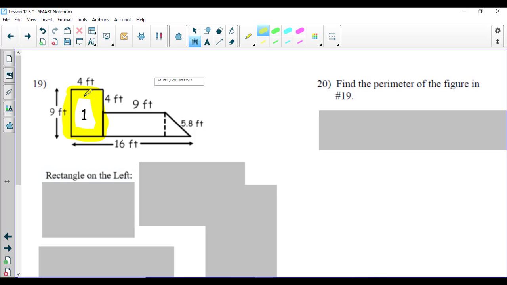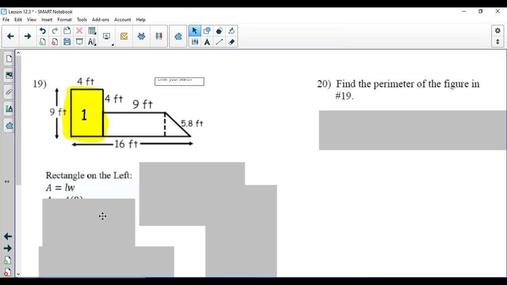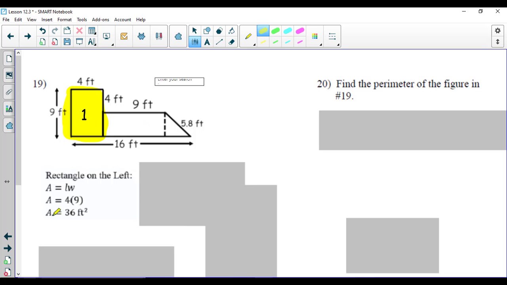The dimensions of this rectangle are 9 by 4. It's 9 feet high and 4 feet wide. So to find the area of that region, we're going to do length times width and take 4 times 9. So the area of that yellow highlighted region will be 36 feet squared.